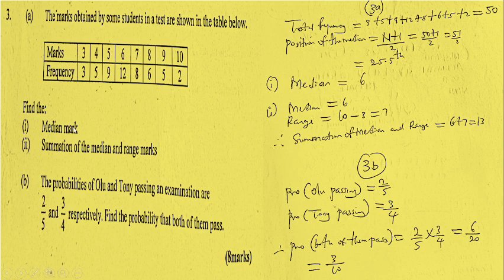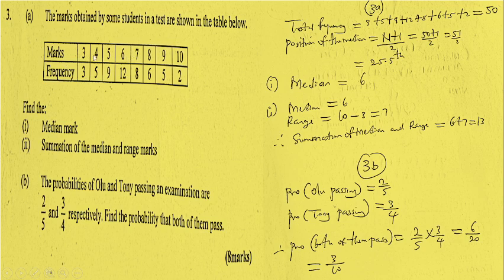Then if the median is 6, you can also find the summation of the median and the range. What is the meaning of summation? You have to add median and range together. You have already gotten the median, which is 6. Then you have to find the range now. What's the meaning of range? Range is the difference between the highest number and the lowest number in the set of data.